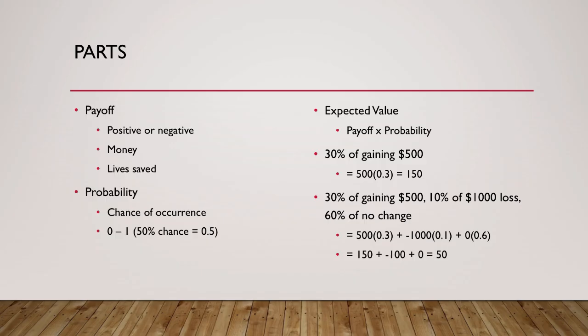And that's what we're going to be doing in these decision trees. It might be pretty simple, just one payoff, one probability. Might be multiple payoffs, multiple probabilities. They're usually multiple payoffs and multiple probabilities. So we're going to be adding all of these together and working piecemeal through these decision trees.